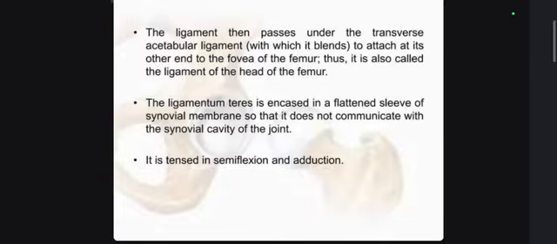The ligament then passes under the transverse acetabular ligament to attach at its other end to the fovea of the femur. Thus, it is also called the ligament of the head of femur. The ligamentum teres is enclosed in a flattened sleeve of synovial membrane so that it does not communicate with the synovial cavity of the joint. It is tensed in semiflexion and adduction.